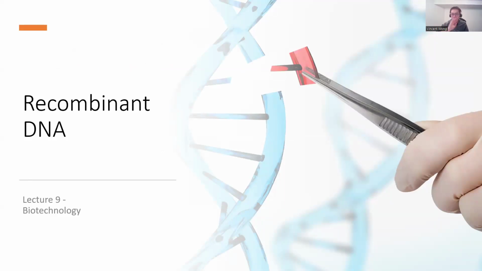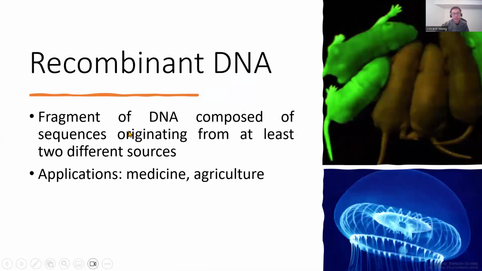So there are many topics in biotechnology. The people teaching the course, myself and two other teachers, we've decided to go through a few examples with you, starting with what's called recombinant DNA. Recombinant DNA. So recombinant DNA, what does that mean? It means fragments of DNA that are made up of sequences from different sources.